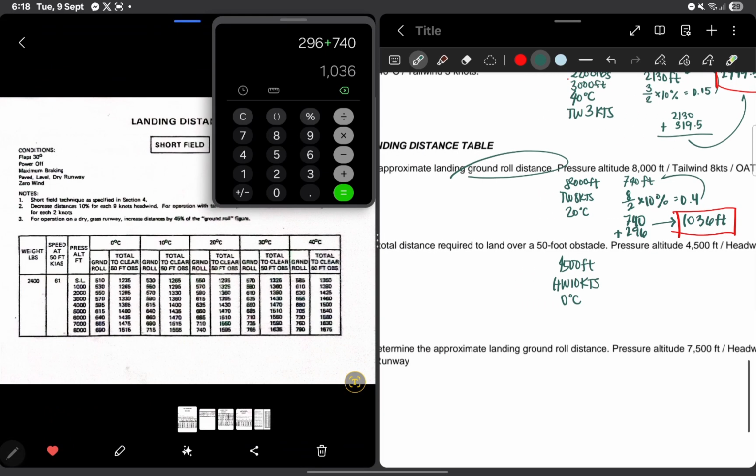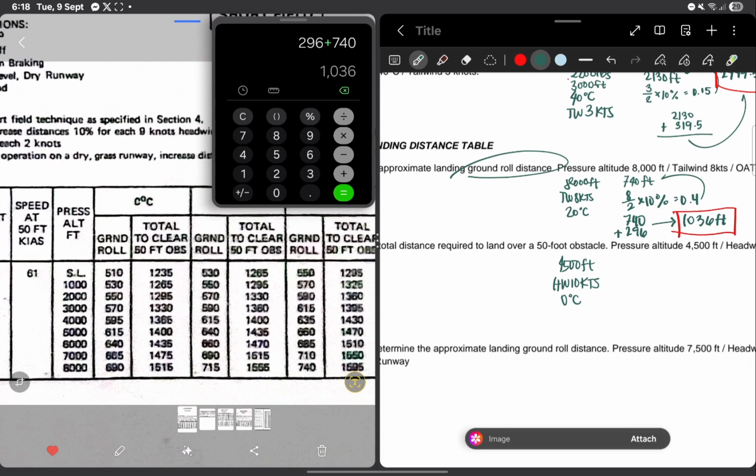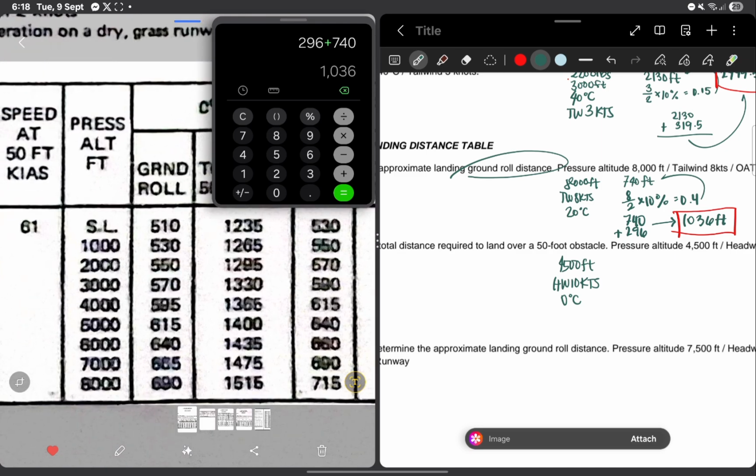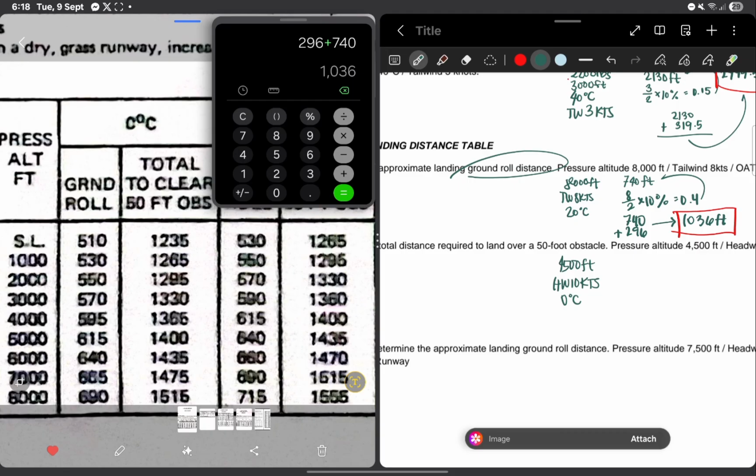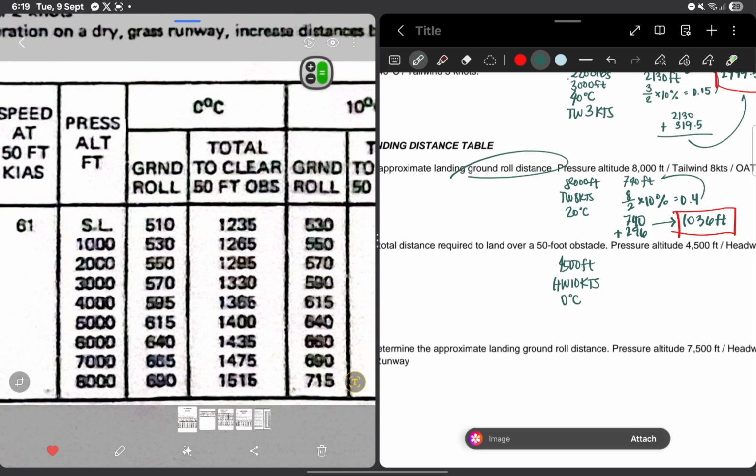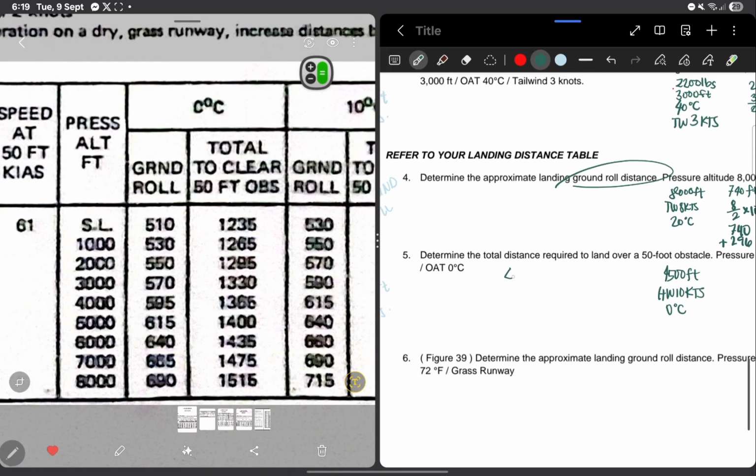Now let's look for it in our table. Since we do not have pressure altitude of 4,500 feet, we will now look for it. Let me teach you how to look for it. Let us write down 4,000 and 5,000 with 4,500 in between. Then, let's look at the total to clear 50 feet obstacle values and write those down as well. So for 4,000, we have 1,365, and for 5,000, we have 1,400.